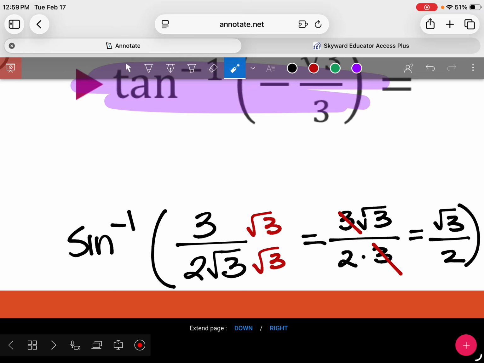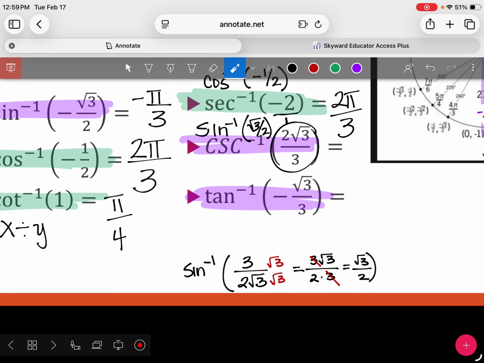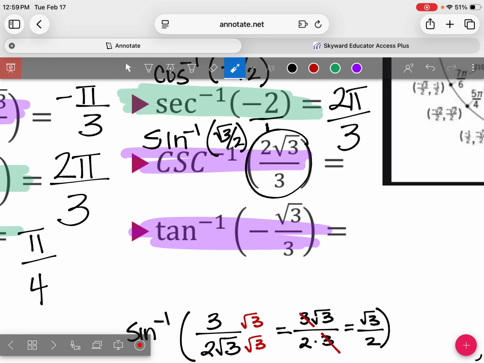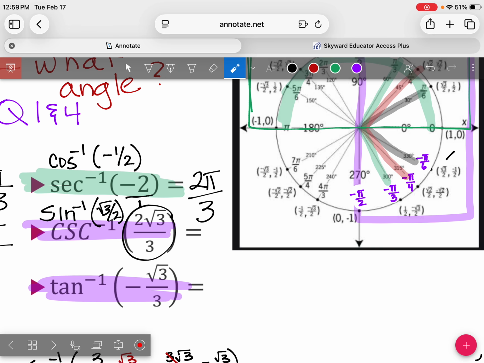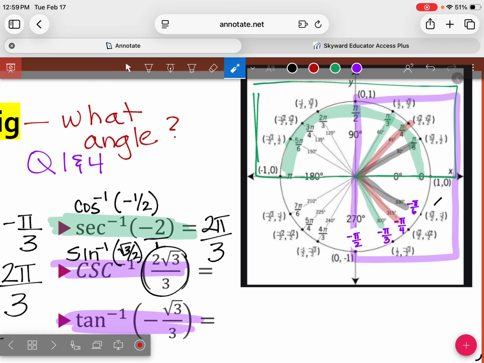So what angle has an inverse sine of positive square root of 3 over 2? What'd you say, Kamaya? Pi over 3.